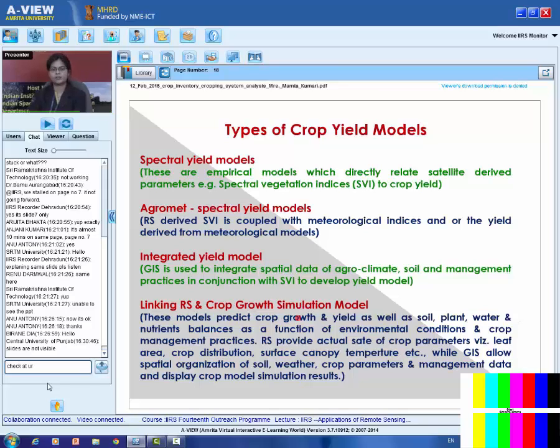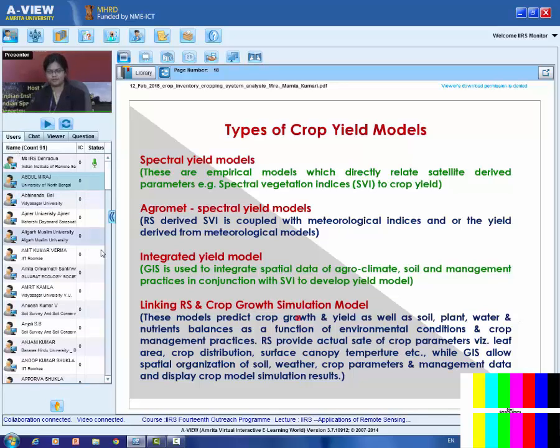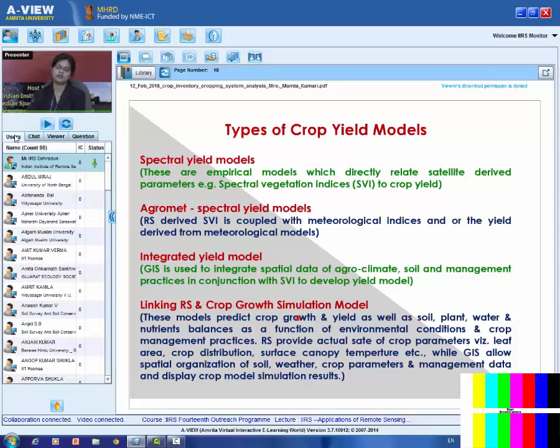So in the spectral yield model, we are considering the vegetation indices. So we are developing the model or equation between the satellite derived vegetation index and yield of that area. Yield we are getting from the crop cutting experiment, or historical yields also, along with the historical remote sensing satellite data. Then in agromet spectral yield model, along with the vegetation index, we are considering the meteorological indices as well.